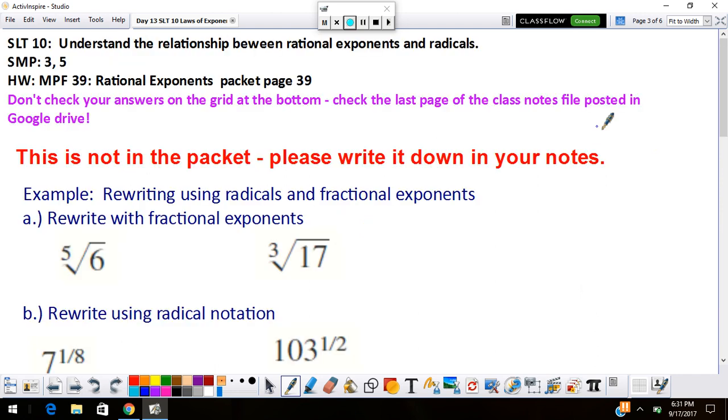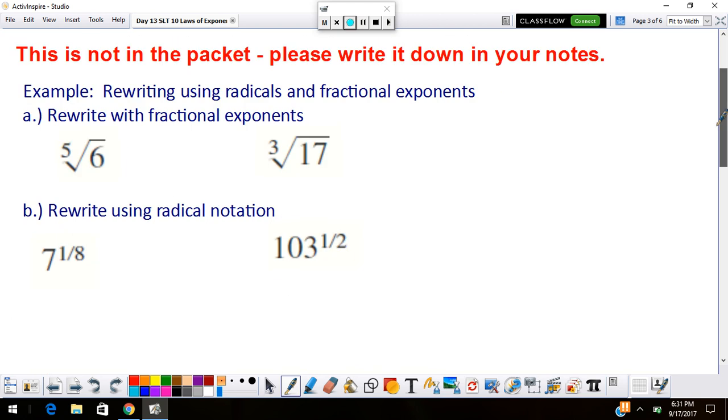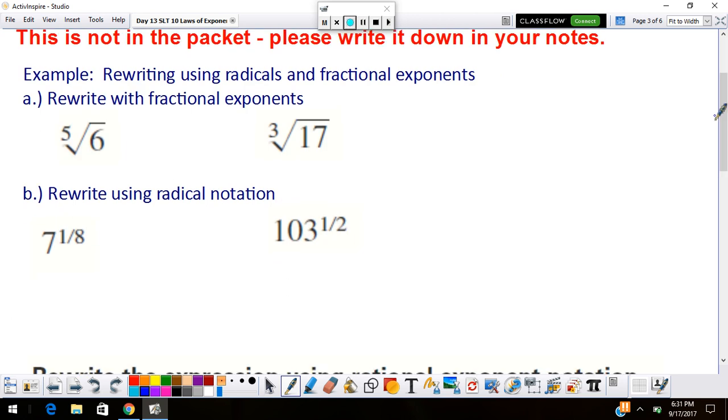Okay, so let's just practice doing some rewriting. Take about 10 seconds and see if you can quickly rewrite these two with a fractional exponent and these two with radicals.